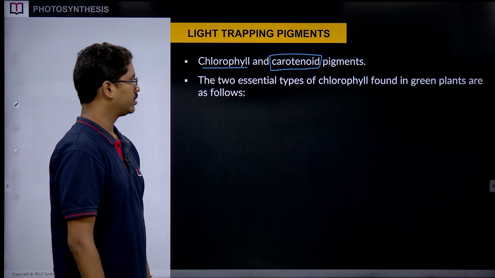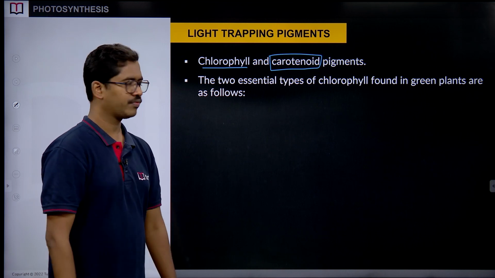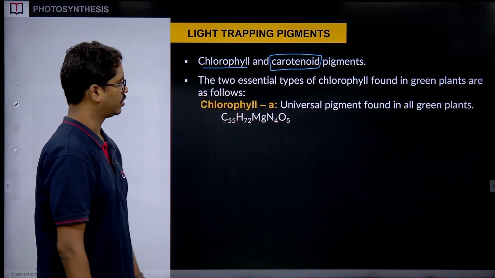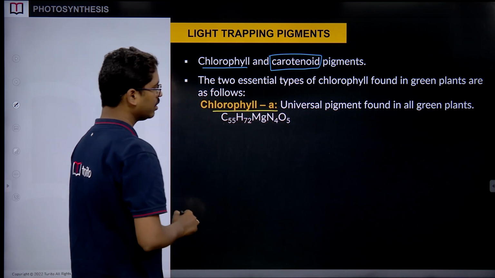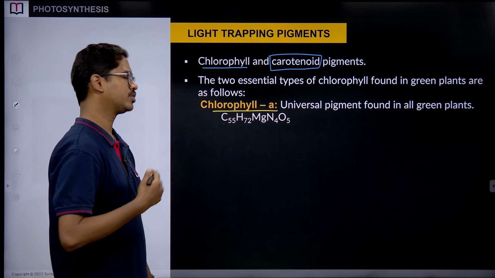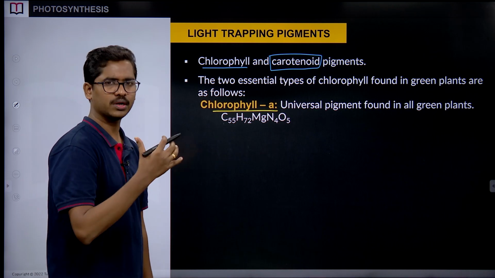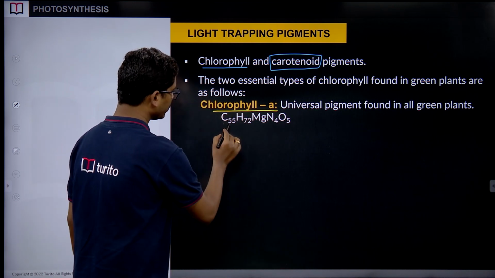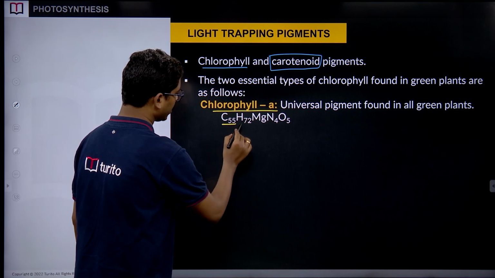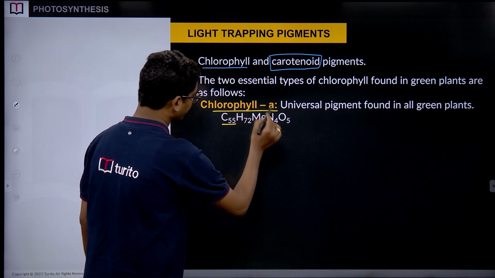So, these two are essentially the types of chlorophyll found in plants, which I am going to show you now. One of them is chlorophyll A. It is a universal pigment found in most of the plants. Almost all green plants you see around yourself will have this particular chlorophyll with the chemical formula C55H72MgN4O5.